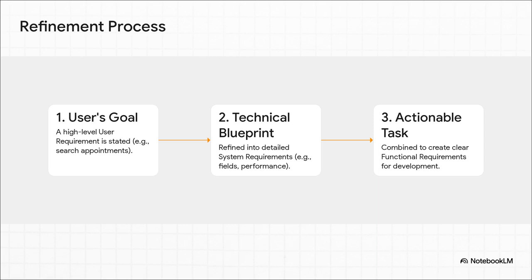Then we work together to start layering in all those technical details, and that's how we create the system requirements. This is where we nail down the specifics, like which fields you can search by, performance goals, like results must appear in under 2 seconds, and any security constraints. Once we combine your user goal with all these technical specs, boom, we get clear, actionable tasks for the dev team. We often just call these functional requirements.